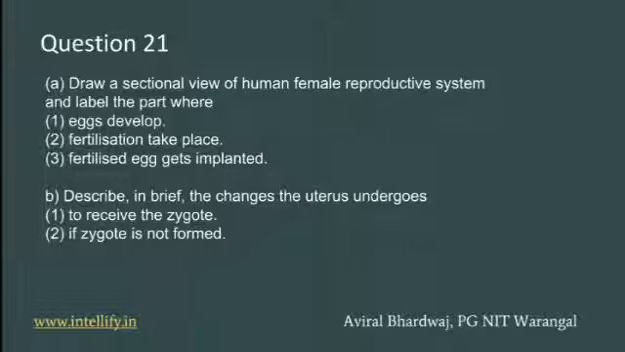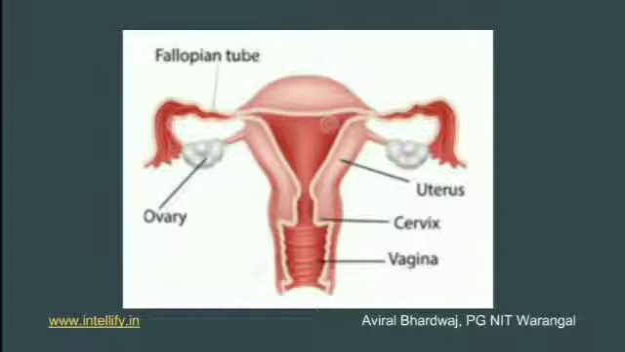And the second question is, describe in brief the changes the uterus undergoes to receive the zygote, and if the zygote is not formed. And the answer is, there is a diagram of the female reproductive system. There are parts: fallopian tube, ovary, uterus, cervix, vagina. So learn this diagram. This is an important diagram.